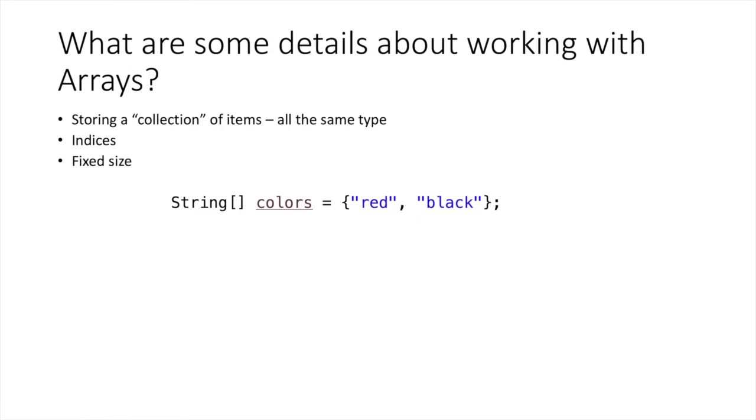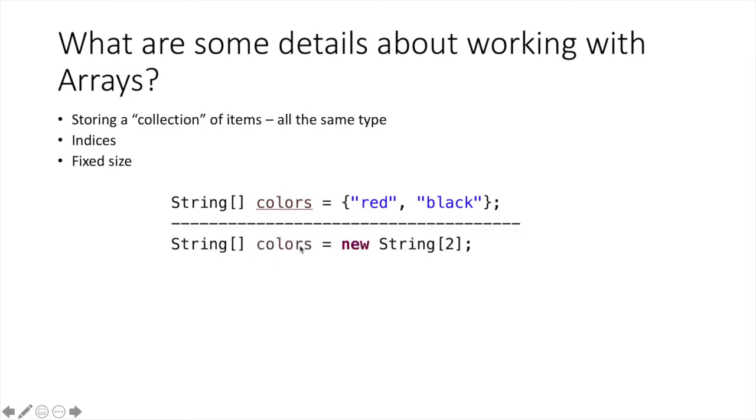Note that I could have also done this exact same thing using the long syntax. In this case, I've done the same thing, created a string array colors, set it equal to a new string of size 2. So this allocates the space for 2 indices here. And then I could manually assign each one of these indices the values.